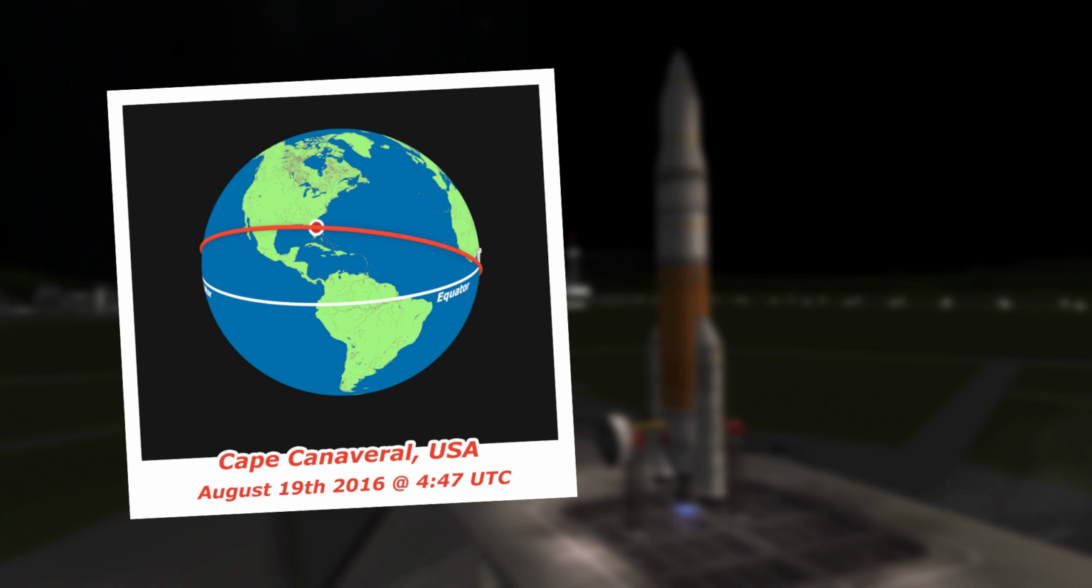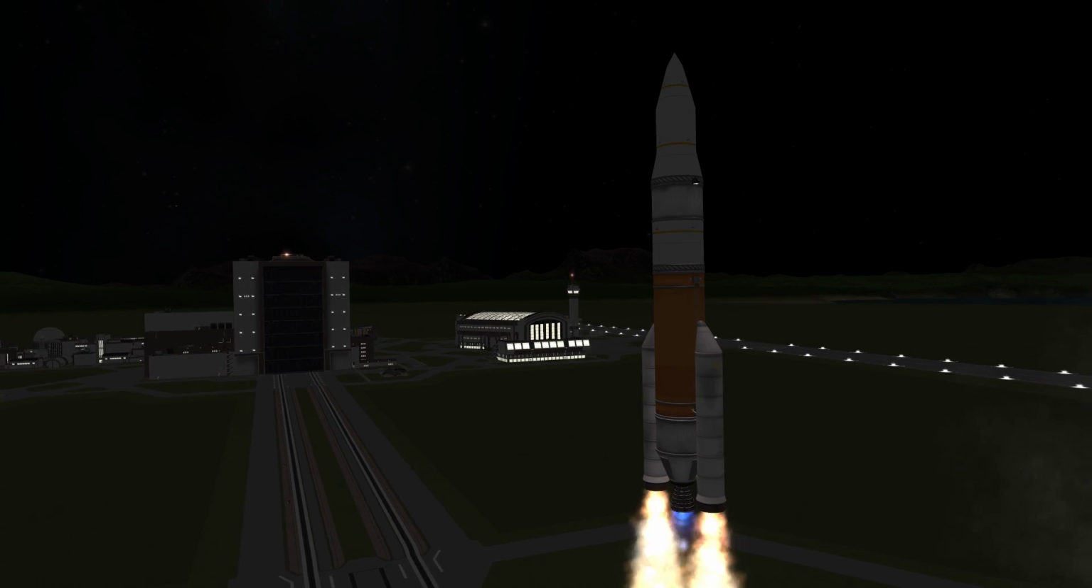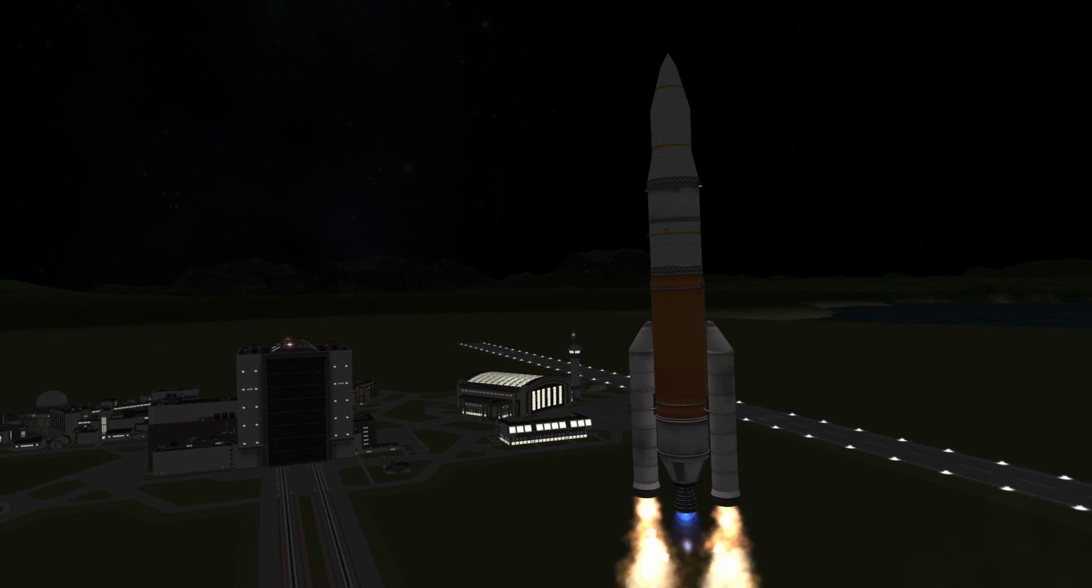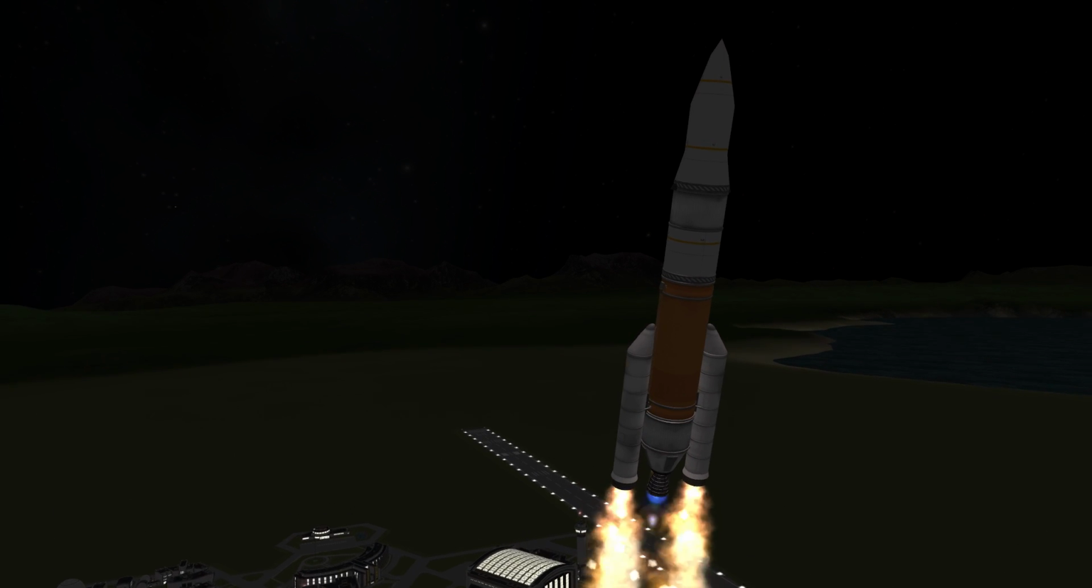The launch is scheduled for August 19th and the 1-hour long launch window opens at 4:47 UTC. That's just after midnight locally at the Cape Canaveral Space Center, but if you are for example living in Melbourne, Australia, you can enjoy it for breakfast. Although it's probably not that tasty.